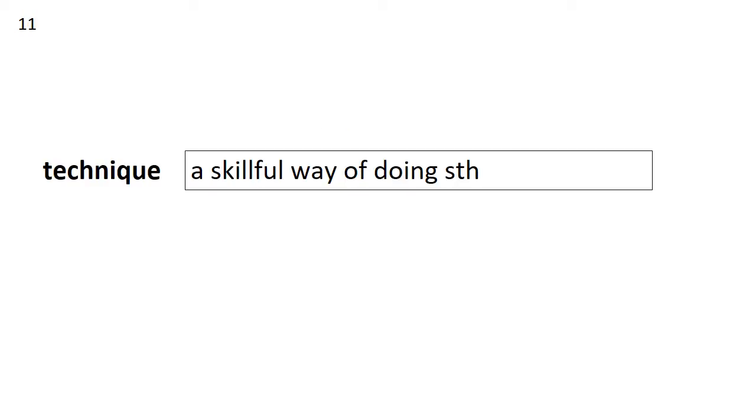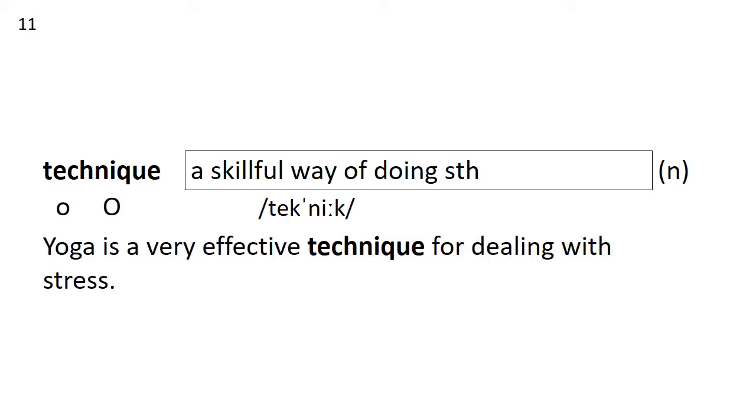For number 11, we have technique, which is a skillful way of doing something, or how you do something. It's a noun, countable. How many syllables are in technique? 2, stress on the second. Technique. Yoga is a very effective technique for dealing with stress.